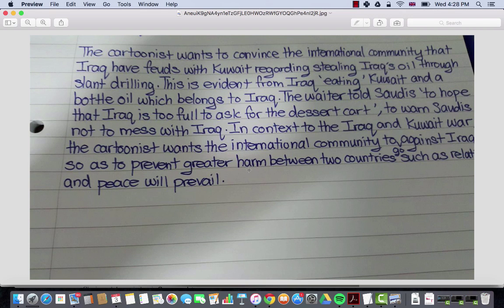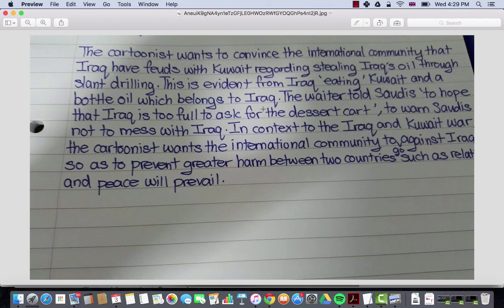Okay, so a good answer would be something like, the cartoonist drew this because he wants to convince or persuade the international community that Saddam may not stop at taking over Kuwait, so that the international community would pressure the United Nations to approve the entry of UN peacekeeping forces to free Kuwait, or to intervene in the conflict between Kuwait and Iraq, so that other countries like Saudi Arabia would not be at risk of invasion by Iraq as well.